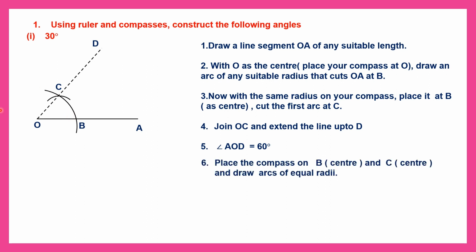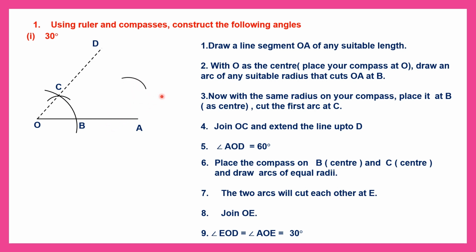Now we are going to bisect this 60-degree angle. That means we're going to divide it into two equal parts so that each part will be 30 degrees. For that, we have to place the compass on B. This time B is the center and then C is the center. So first place it at B, draw an arc, place it at C and cut that arc. Can you see? We place it at B and C and we have cut the arc. Now the two arcs will cut at E. This point where the two arcs meet, we'll name it E.